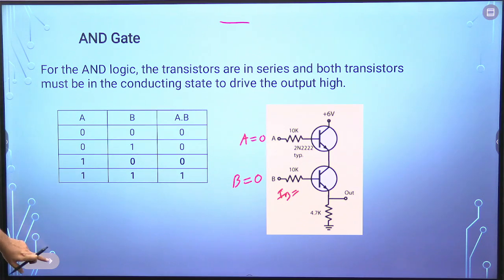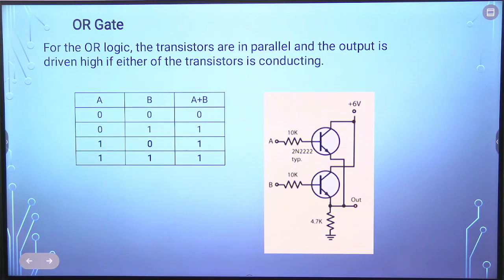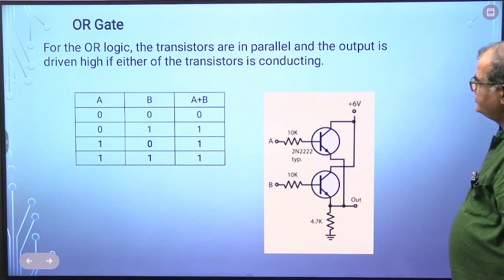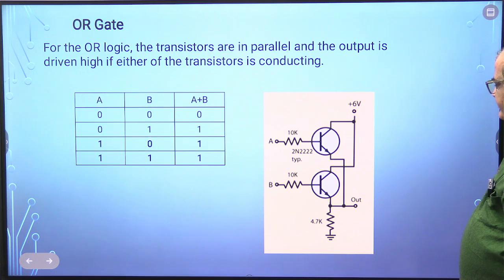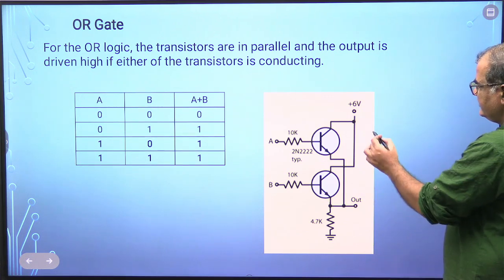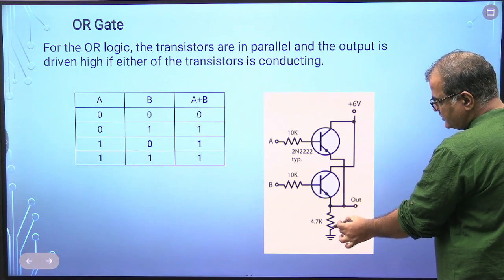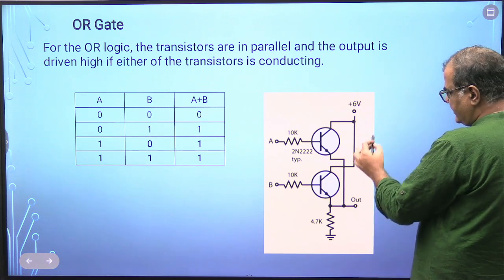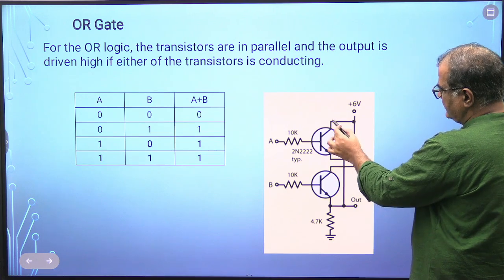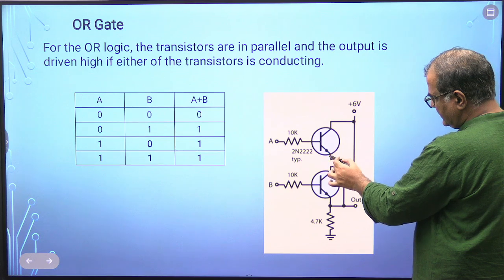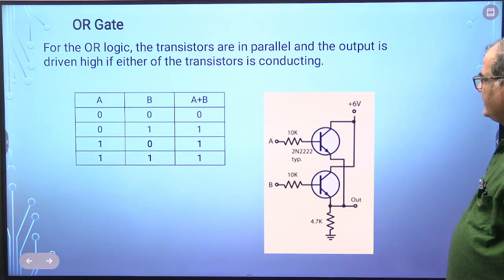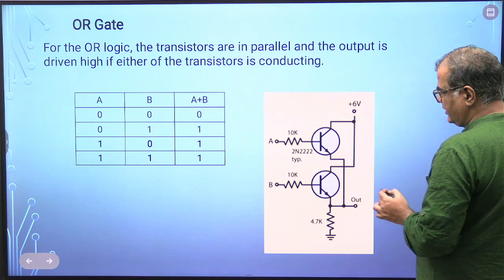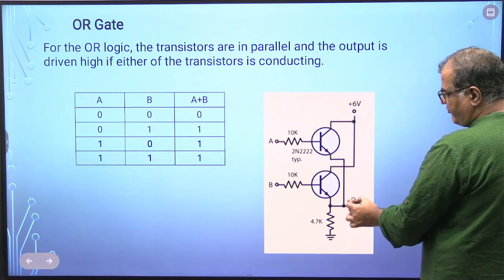Okay, so next is your OR gate. Now tell me what will happen now. Here this VCC is directly connected to the collector. It is connected to this collector and to this collector, and this current is flowing here. Now tell me what will happen if both are 0, this is 0, this is 0. Then current cannot flow, IC cannot flow, you get 0.